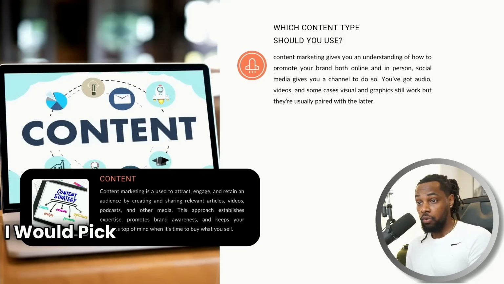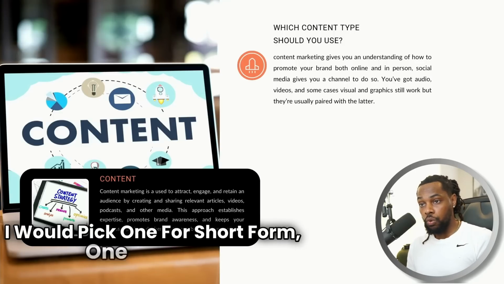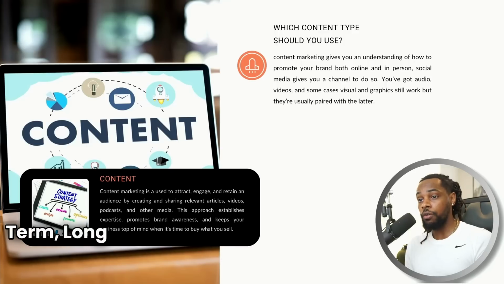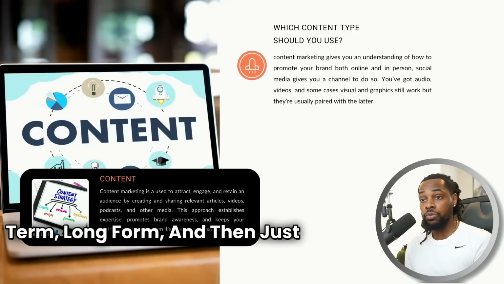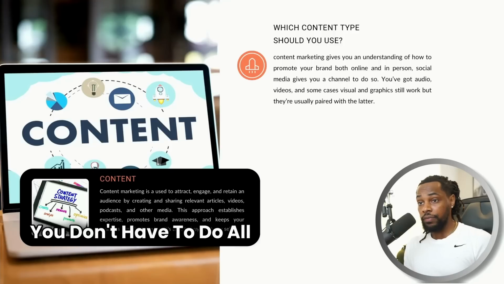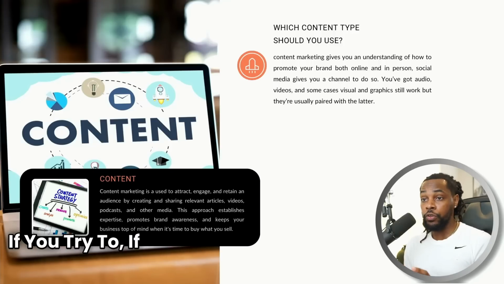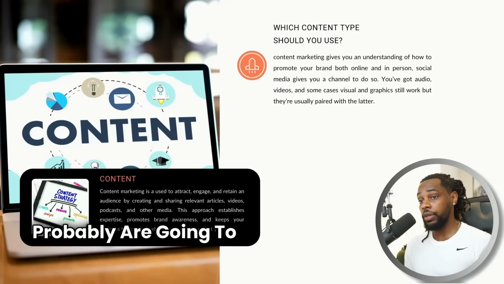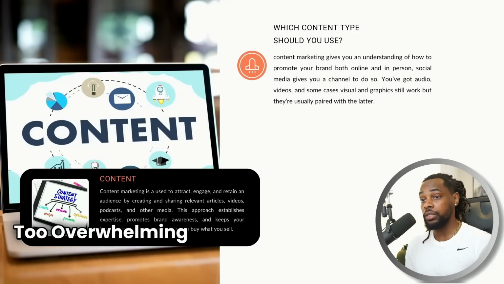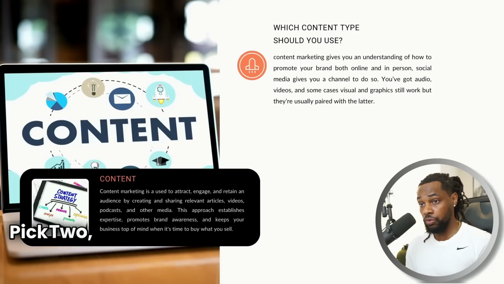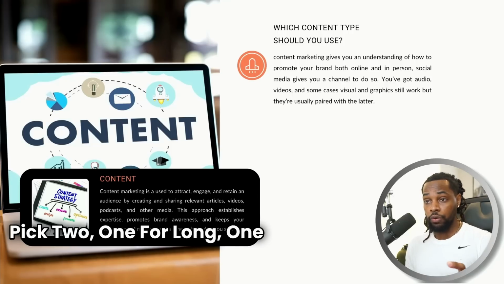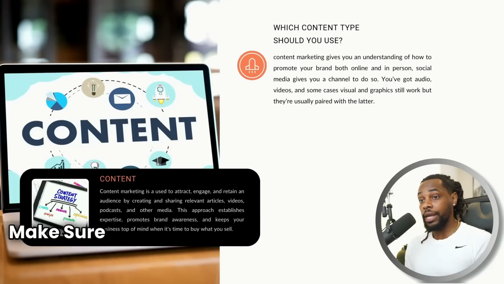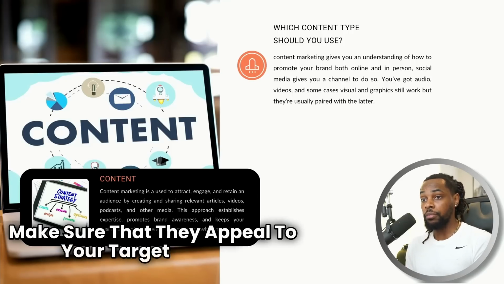I would pick one for short form, one for long form, and then just do those two. You don't have to do all of these. If you try to focus on, I would say, more than two platforms, you probably are going to fail because it's just way too overwhelming to have to do all of them. Pick two, one for long, one for short, and make sure that they appeal to your target market.